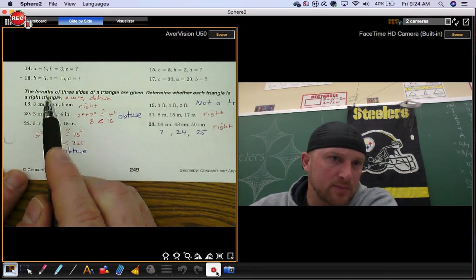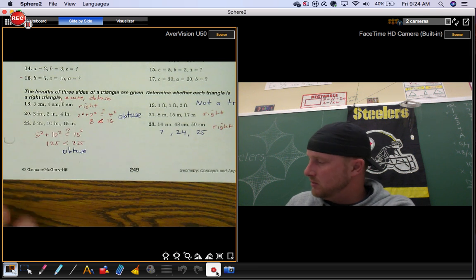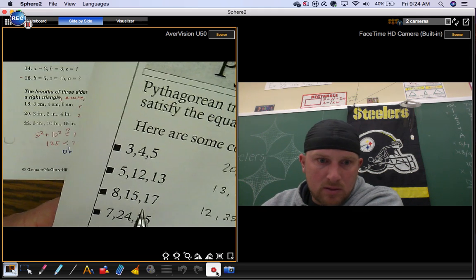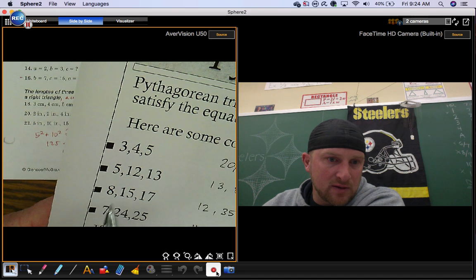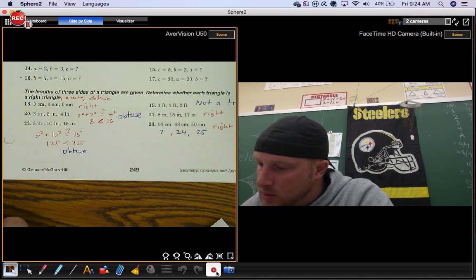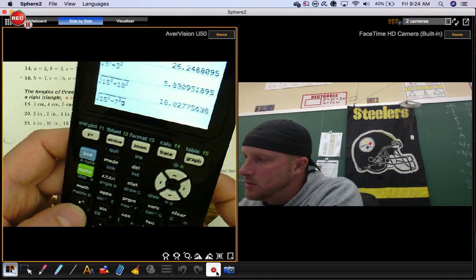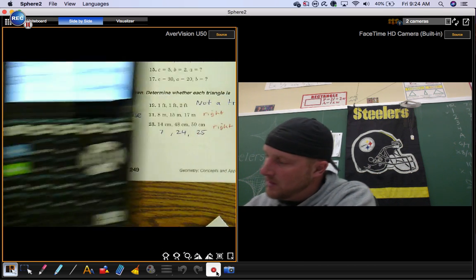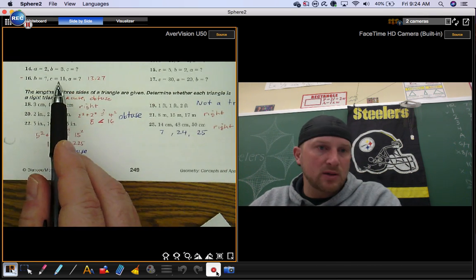Number 16. We have a leg that's 7. We have a hypotenuse that's 15. Again, I picked this one on purpose. Well, it kind of looks like it might be a triple. You got a 15 here and a 7 there. We're going to type in square root of 15 squared minus 7 squared. And that gives you 13.27. We're subtracting because we had the hypotenuse.